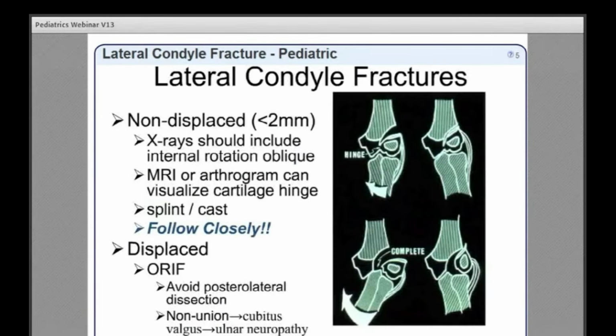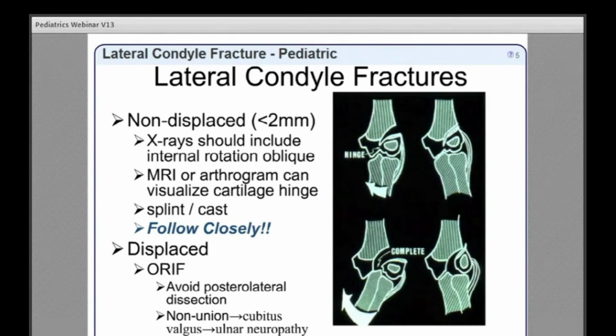Lateral condyle fractures are the second most common fractures around the elbow in children. They are really divided into those fractures that have an articular hinge, which keeps them non-displaced or minimally displaced and makes it a stable injury, versus those where the fracture line extends from the metaphysis all the way into the joint across the articular surface. And so this is a displaced intra-articular injury with synovial fluid bathing it, and so this is at high risk for non-union. So X-ray evaluation of lateral condyle fracture should include internal rotation oblique images as well.